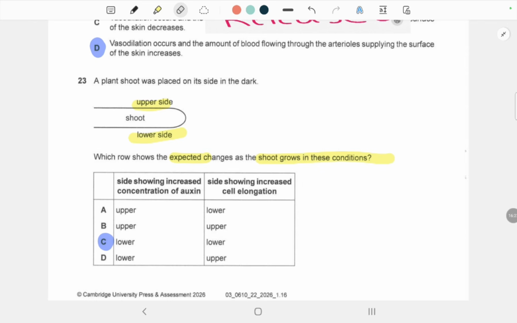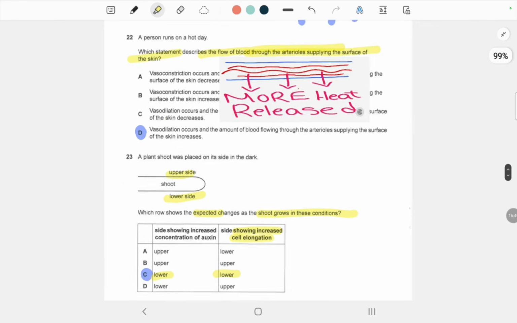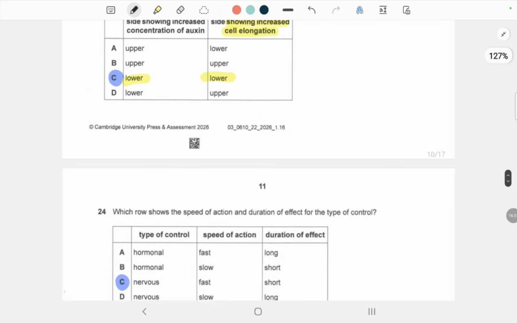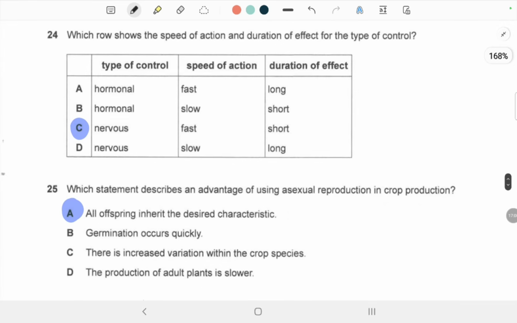You cannot really decide which is the upper side or lower side by light, because as we know, if the light is facing the plant from one direction, the other direction will be the one that has a high concentration. But in this question, with a plant shoot, it will have a higher concentration in the lower side, and increased cell elongation, of course, will be in the lower side as well. Okay, this is a tricky question just for you guys to understand. Leave it here with a star so that you can study it and get the knowledge. Maybe it will come in your exam for June 2026.